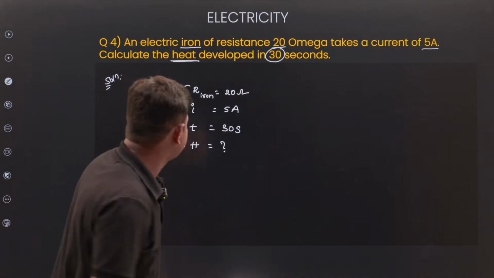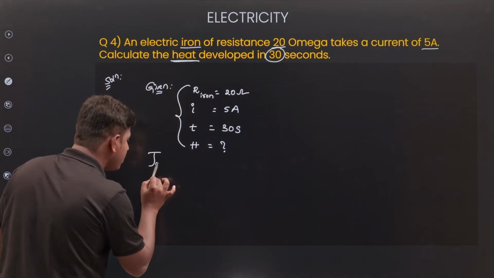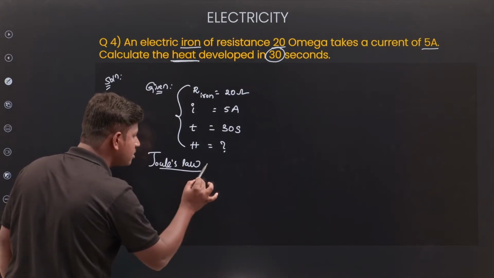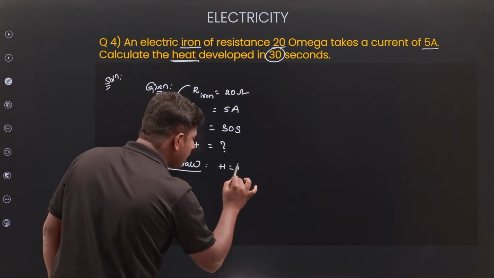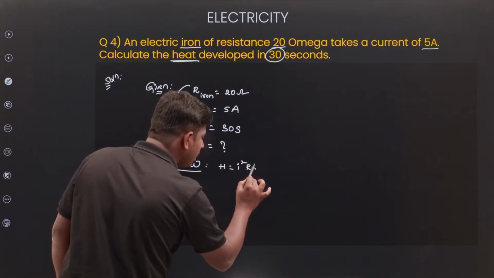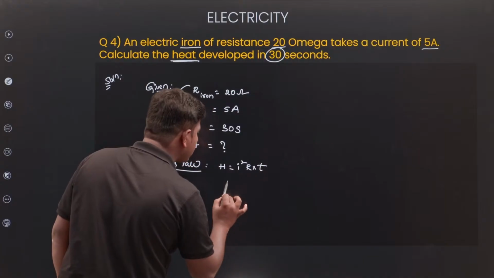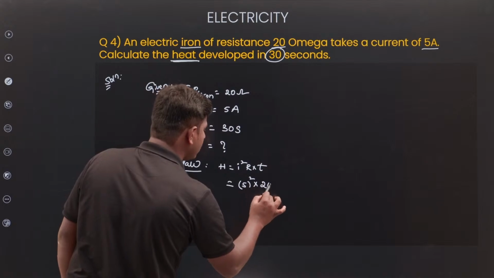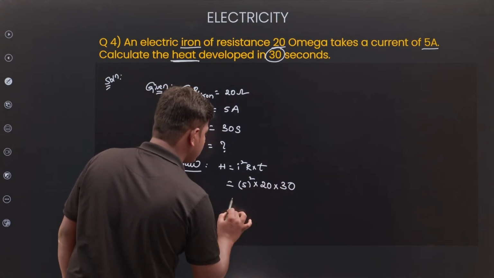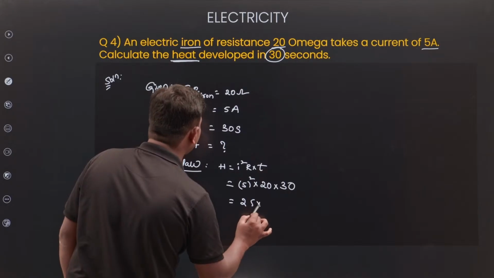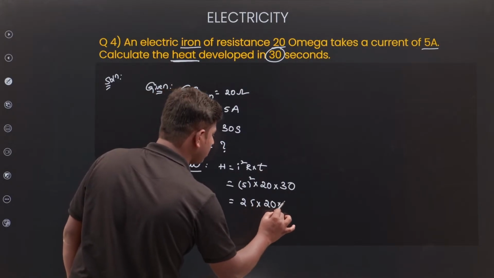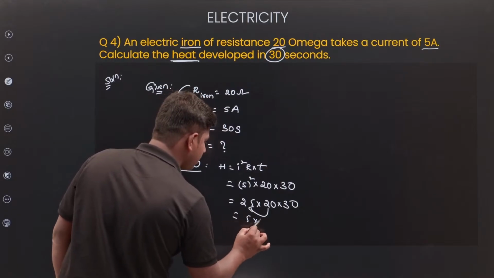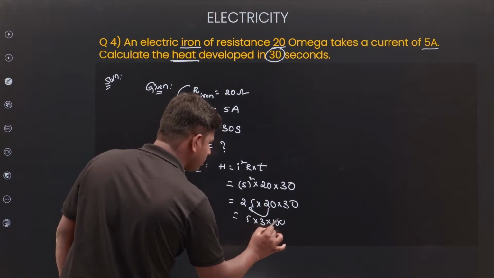See, just now we discussed Joule's law of heating. What is Joule's law? H is equal to I square RT. I value is 5 square, R value is 20, T value is 30. So 25, R value 20, and 30. 25 into 20 is 500. Okay, 5 into 30 is 3 into 100.